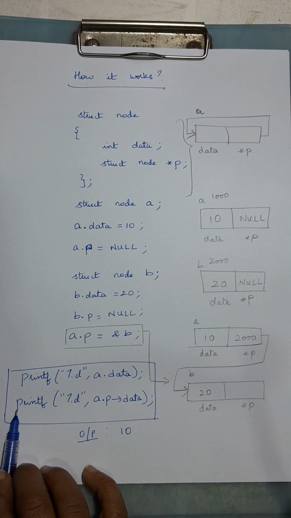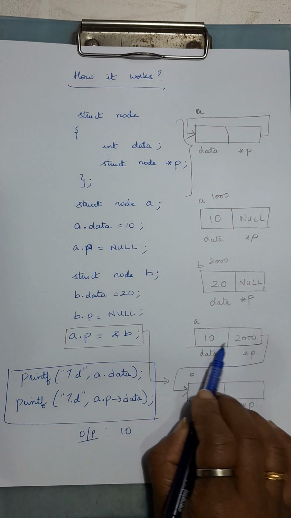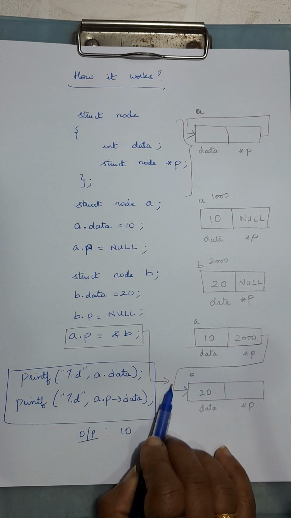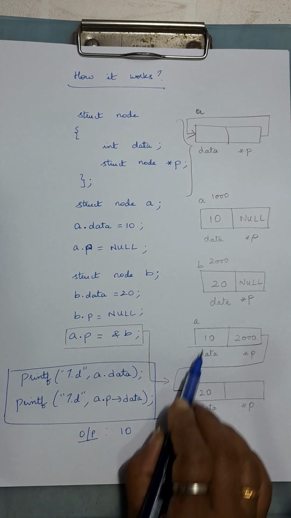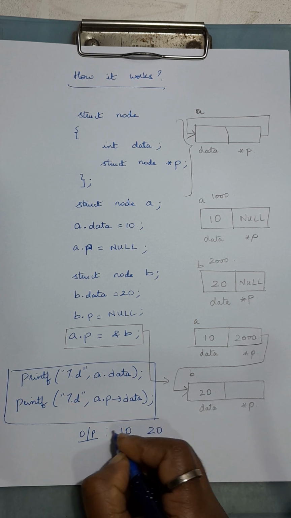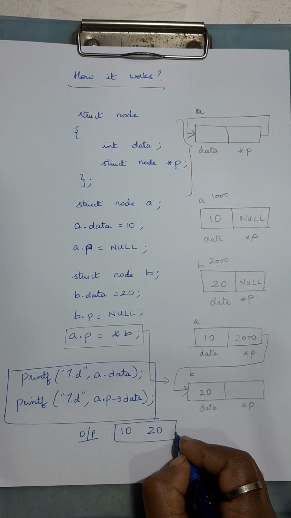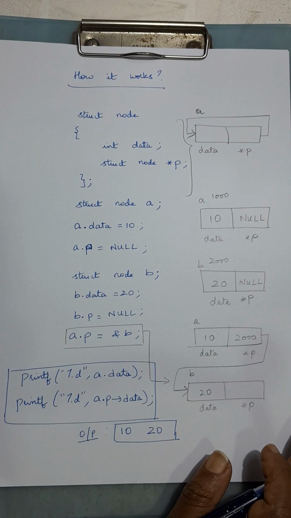Okay, then see the second line, printf %d A dot P pointing to data. What is A dot P? 2000. Which means it is linking to the next node B. So A dot P pointing to data. What is the data value? 20. So the output will be 10 and 20. Understood? So this is how a self-referential structure works.